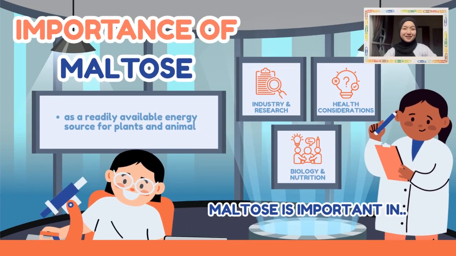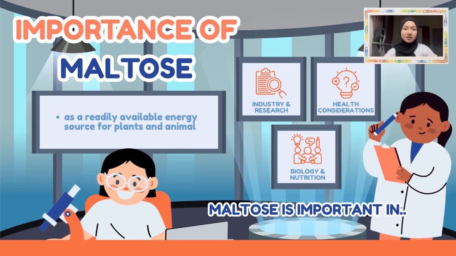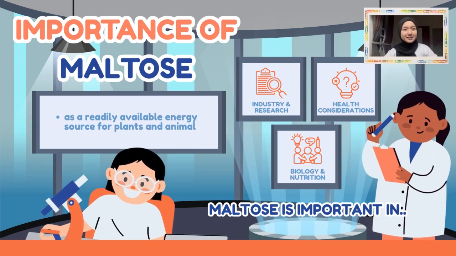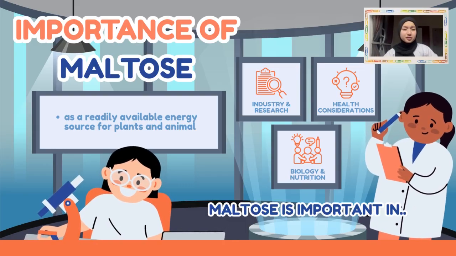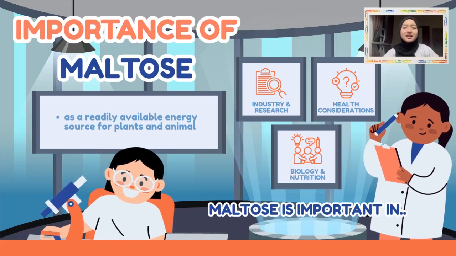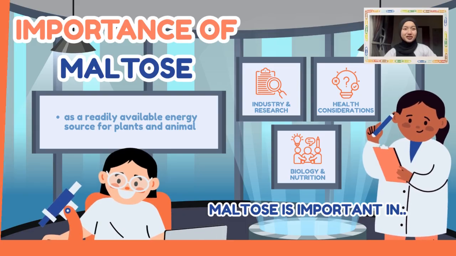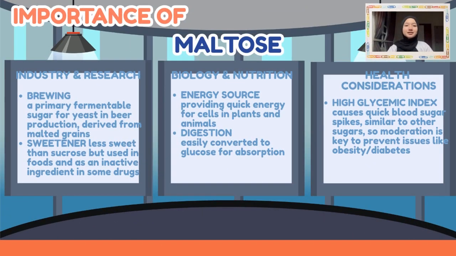Now, I am going to tell you the importance of maltose. Maltose is a readily available energy source for plants and animals. Maltose is also important in certain areas such as industry and research, health consideration, and biology and nutrition. In industry and research, maltose plays a major role in brewing because it is the main fermentable sugar used by yeast during beer production, and it is derived from malted grains.